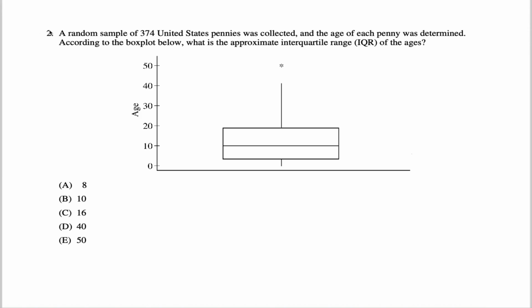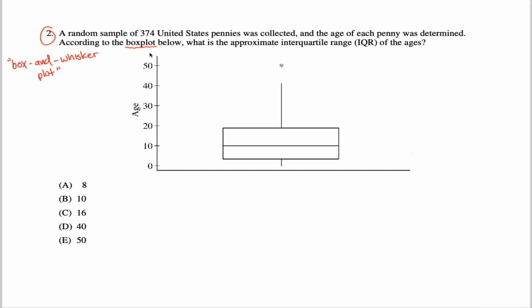All right, question 2 on the AP Stats practice test. In this problem, we're told that we have a random sample of 374 pennies, and we're recording the age of each penny by making a box plot. Quick comment here, box plots are also referred to as box and whisker plots sometimes. It means the exact same thing.